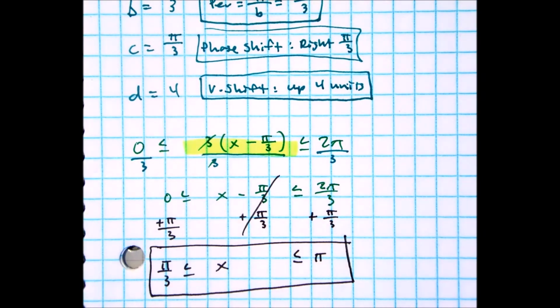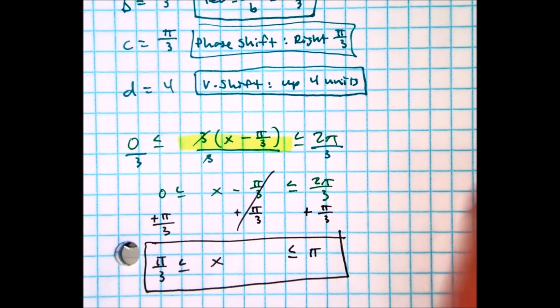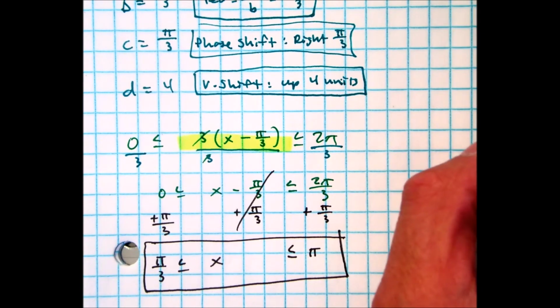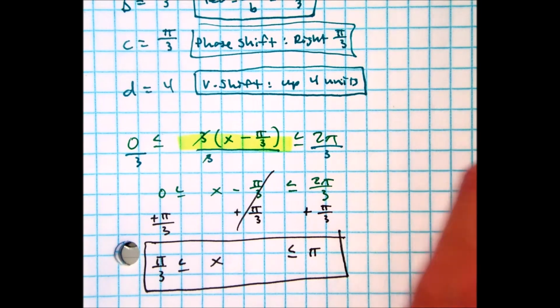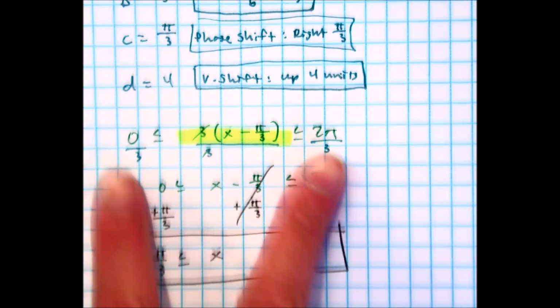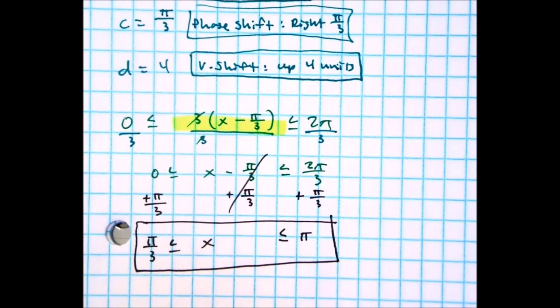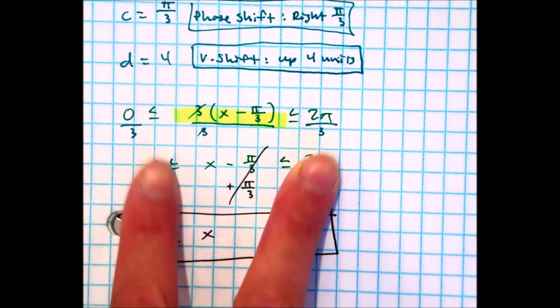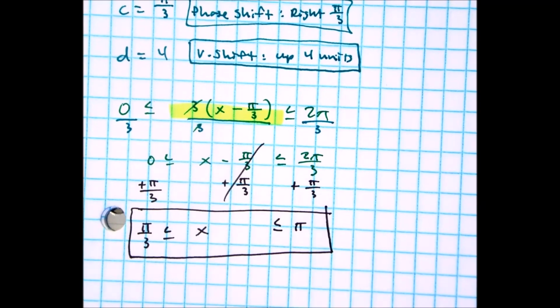Question? Why did you have to do it that way? Yeah, I think the reason is my preference. Some books have bx minus c and they'll do c over b. It's just a preference of order, that's all. You get to see the period and you also get to see what happens to the phase shift.